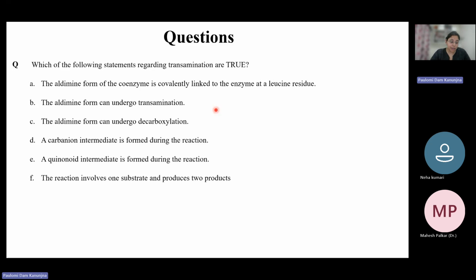Okay, quickly moving to the next question. Right, aldimine, as we have discussed, is part of PLP. So these are some statements. You can pause the video and try solving this. There are 6 statements here. While I'm reading the statements, you can also read and try to answer. What I am looking for is with regard to transamination, which is a reaction where PLP is a prosthetic group of aminotransferase. During that reaction, which of the statements are true? The aldimine form of the coenzyme is covalently linked to the enzyme at a leucine residue. The aldimine can undergo transamination. The aldimine form can undergo decarboxylation. A carbanion intermediate is formed during the reaction. A quinoid intermediate is formed during the reaction. The reaction involves one substrate and produces two products, right?